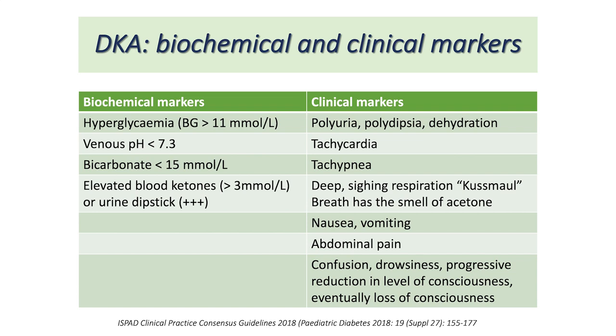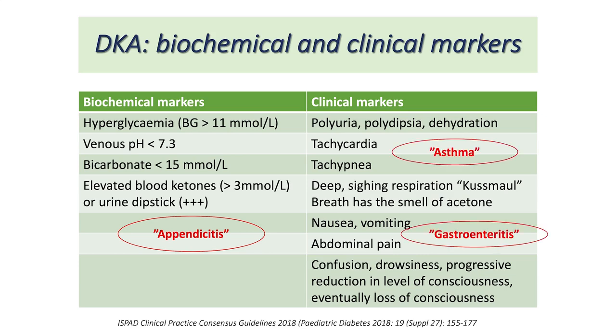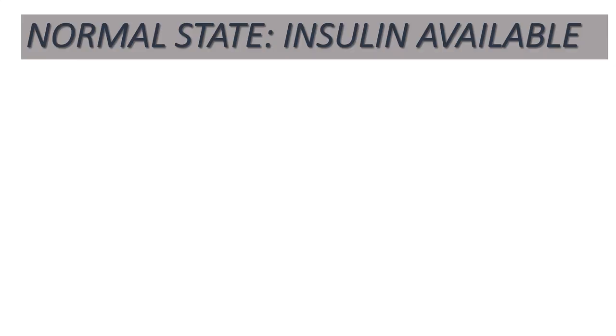Their breath has the smell of acetone. They may present with nausea, vomiting, abdominal pain, and there can also be a disturbed level of consciousness. So some of these patients, when they come to A&E, may look like patients with appendicitis, asthma or gastroenteritis. So what is the normal state when insulin is available?